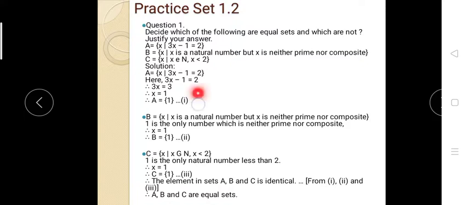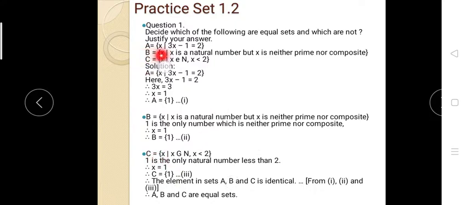See students, the first question: decide which of the following are equal sets and which are not. Justify your answer. Justify your answer means firstly, whatever sets are given, we have to write that set in the listing method. Listing method means showing how many elements are present in that set and which they are. Then you have to compare every element. If each and every element is equal, then you can say that the sets are equal.